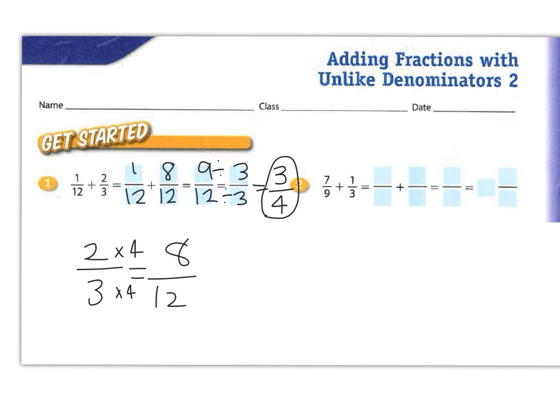Here we have 7/9 plus 1/3. Well, we know 3 goes into 9. So again, let's keep 7/9 and we'll just change 1/3 to 9ths. 3 times 3 is 9. So then you do 1 times 3 is 3. So 3/9. 7 plus 3 is 10. You keep the denominator. Well, 9 goes into 10 one whole time, and then you have a remainder of 1. So 1/9. 1 and 1/9 is your answer for that one.